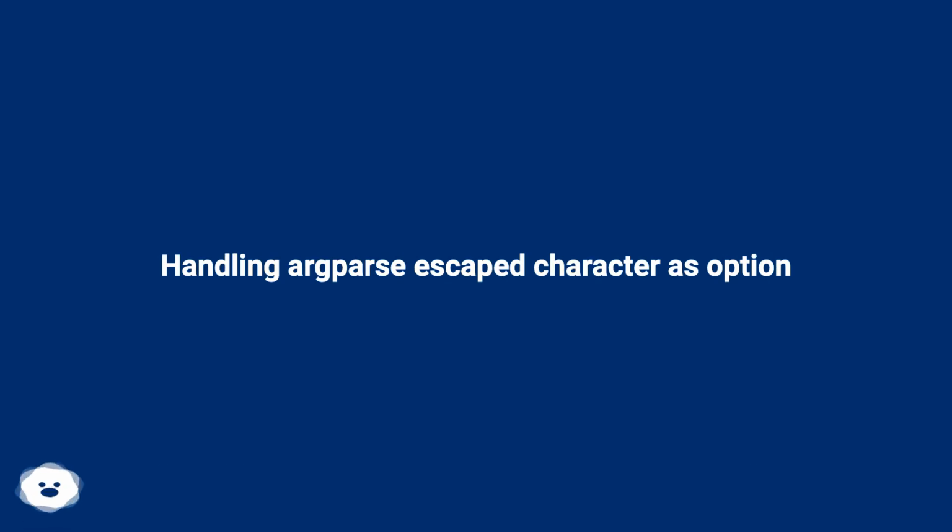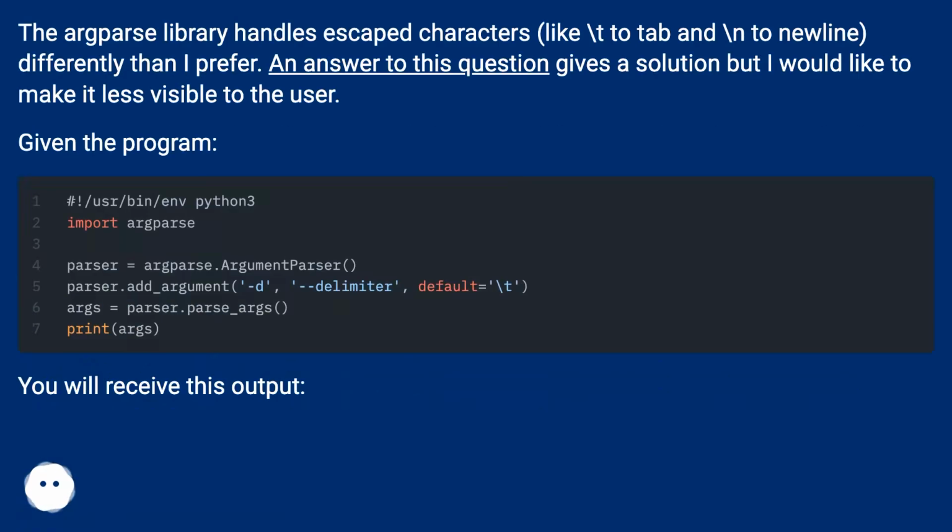Handling Argparse escape character as option. The Argparse library handles escape characters, like \t to tab and \n to new line, differently than I prefer. An answer to this question gives a solution, but I would like to make it less visible to the user.